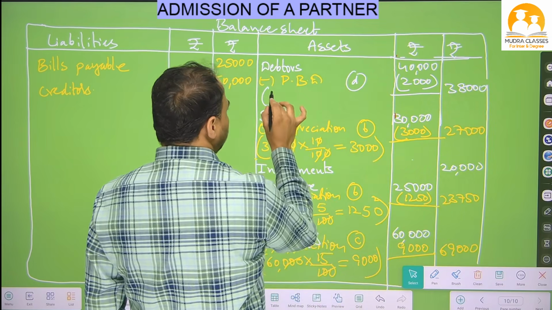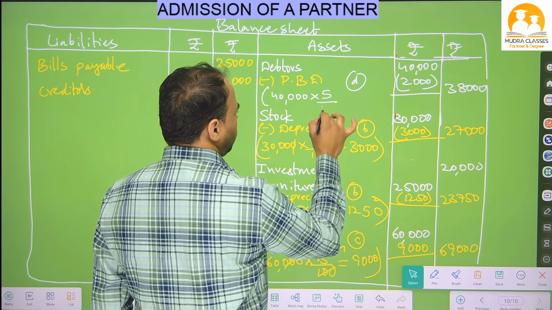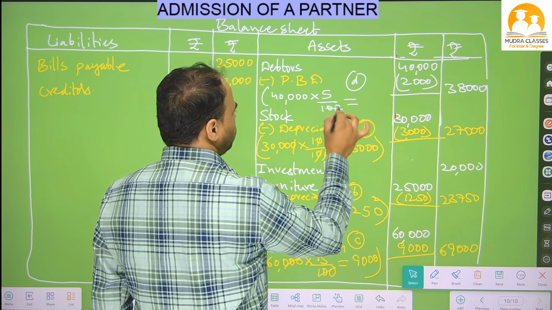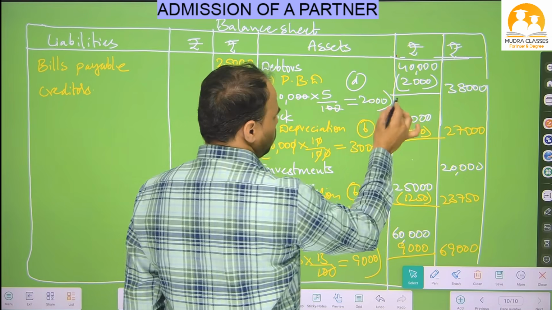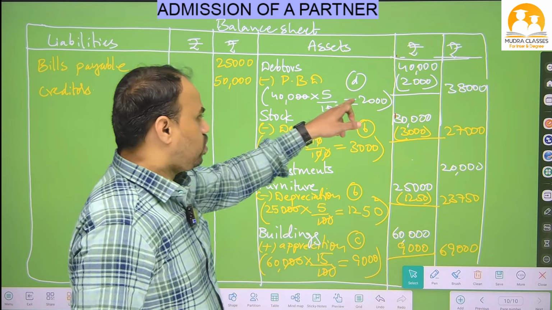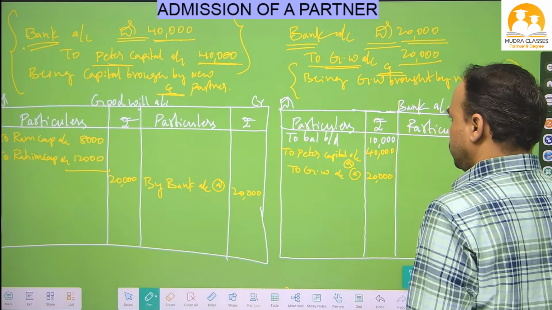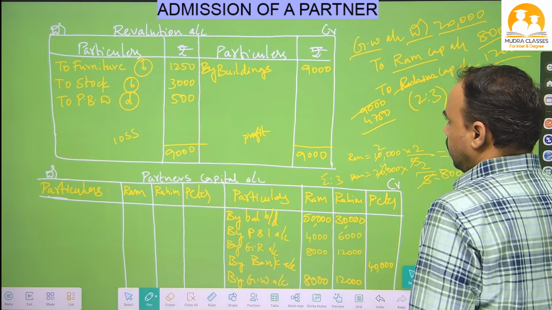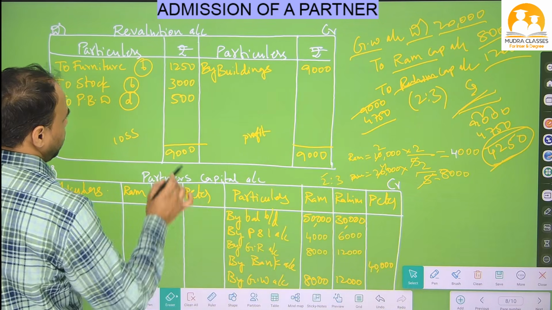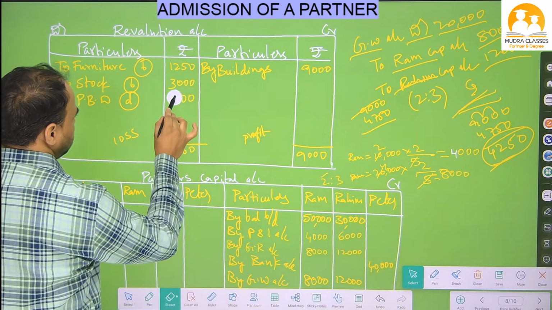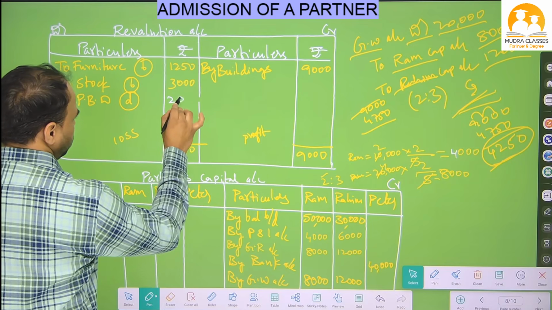So how to calculate this one? 40,000 into 5%, means 5 by 100. So 2 zeros cancel, 5 4s are 20, 2 zeros, so 2,000 we have to write. This 2,000 is a loss to the business. One more time, this amount we have to write in the revaluation account, debit side, beta. In revaluation account debit side also we have to change the amount here. Here I written 500. Actually this is not 500, this is 2,000.